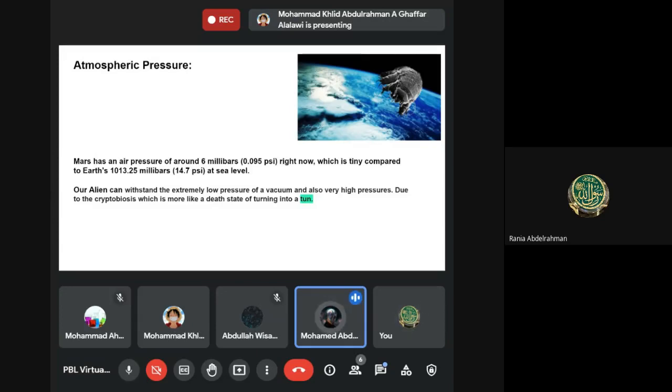And our alien is also going to overcome this difference in pressure by using anhydrobiosis again, or you can call it the TAN state, which is anhydrobiosis, the paralyzed state of the tardigrades. And in anhydrobiosis, after crystallizing the cytoplasm, our alien is going to be able to tolerate the difference in pressure.